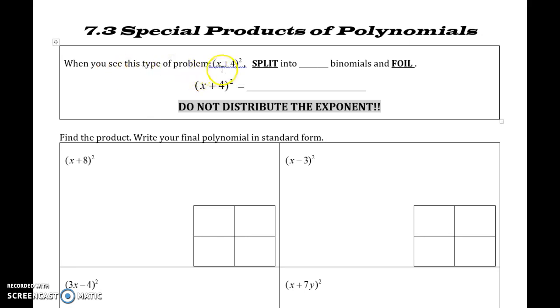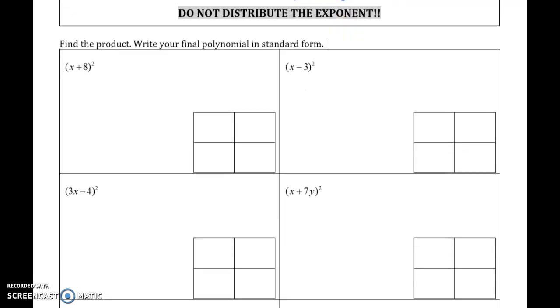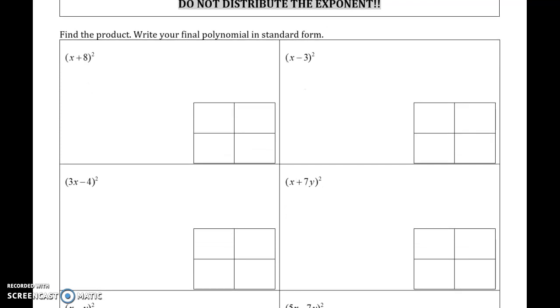So when you see this type of problem, x plus 4 squared, you will just need to split it into two binomials and then use FOIL. So this is x plus 4 and x plus 4. Multiply those together. So there are different ways that you can use, like we've looked at before in 7.2.